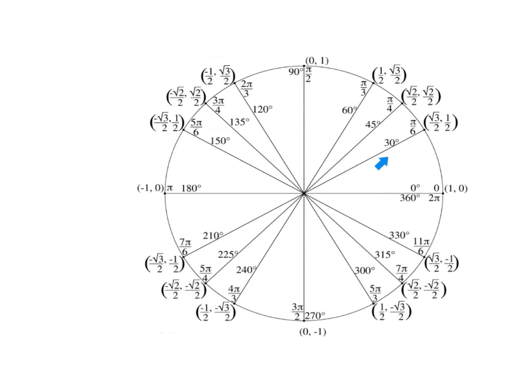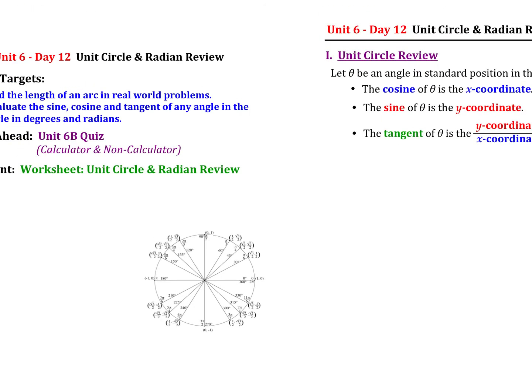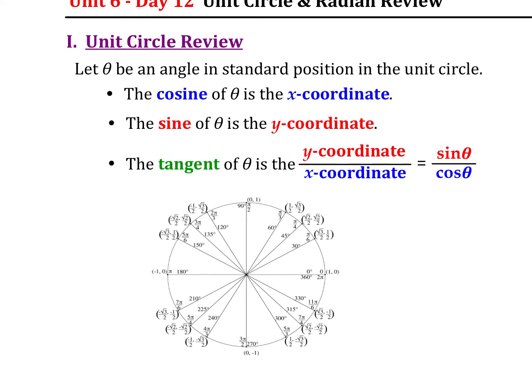You'll notice on the unit circle we have our degree measures, we have our radian measures, so the radian measures have the pi, and then within the coordinate parentheses we have cosine and sine values. So cosine, comma, sine. All right, so let's get into finding the tangents of certain angles from the unit circle.